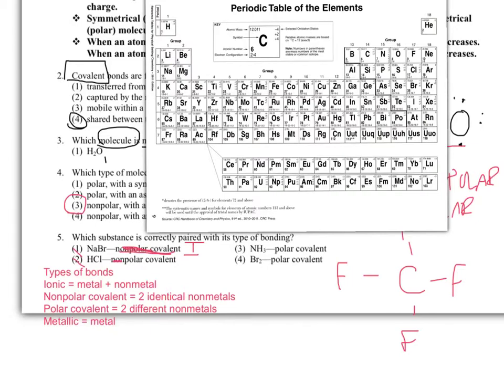Now ammonia contains nitrogen, which is a nonmetal, and hydrogen, which is a nonmetal. And they are different nonmetals, so that means two different nonmetals will have a polar covalent bond. So ammonia is our best choice. And lastly, we're given diatomic bromine. Now bromine is a nonmetal, it's located here, but it is two identical nonmetals, thus making it nonpolar. So this would be nonpolar.